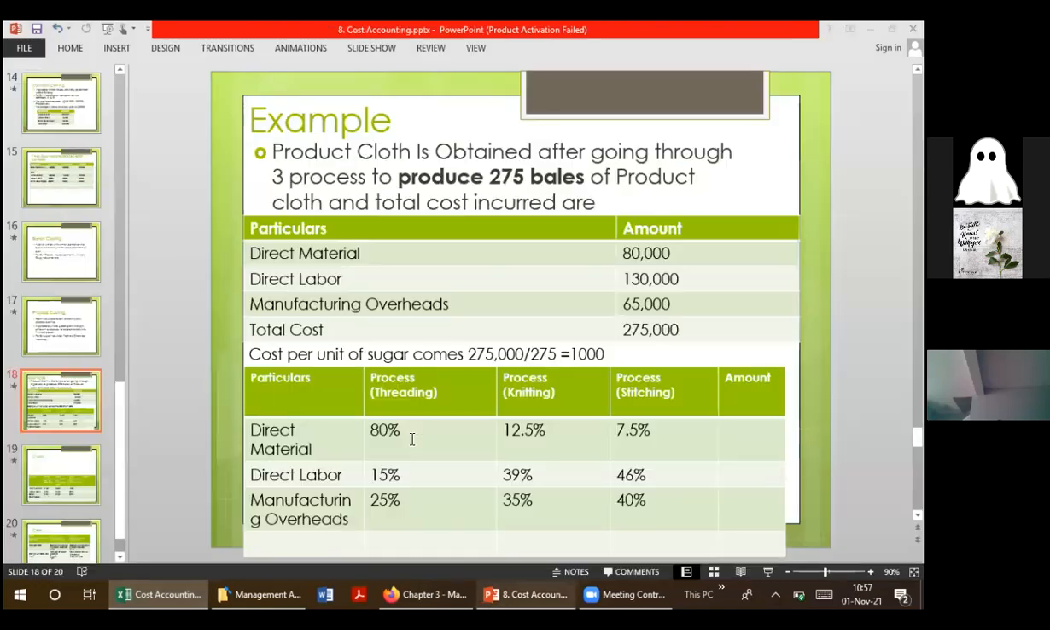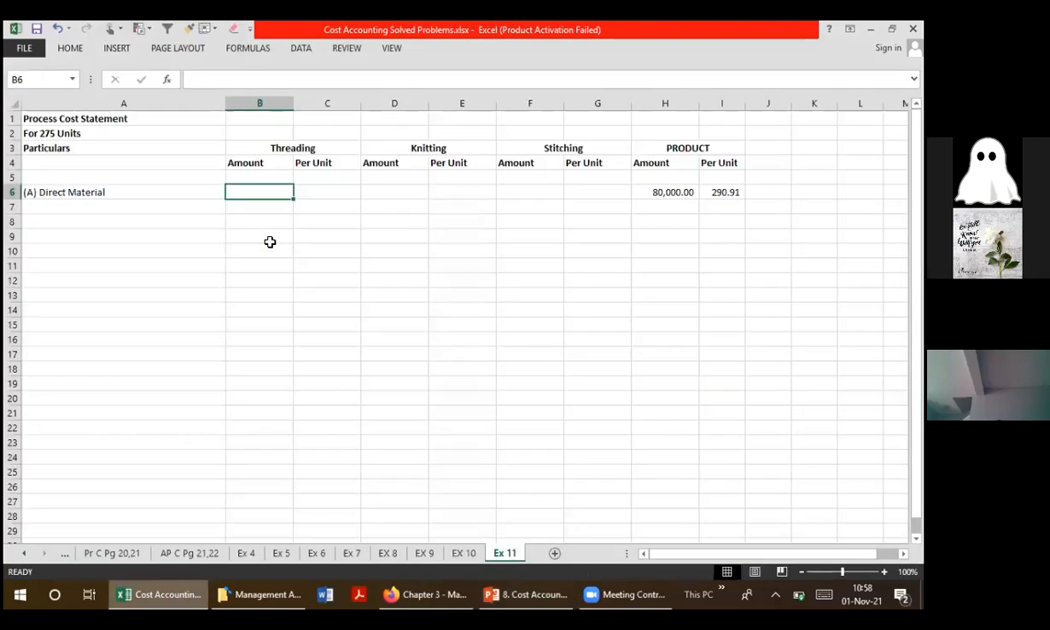Okay. So how is direct material distributed? 80% goes to the first process. 80% of our direct material goes to threading. So we take the product multiplied by 0.80 or 80%, gives us 64,000. Per unit would be 64,000 divided by 275. Gives us 232.73.